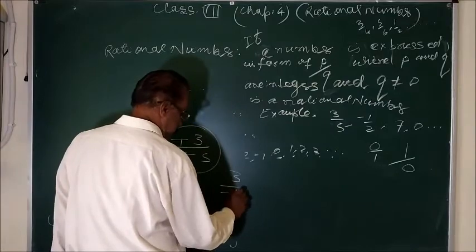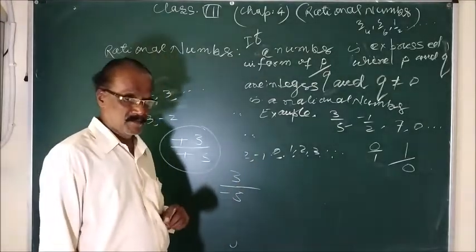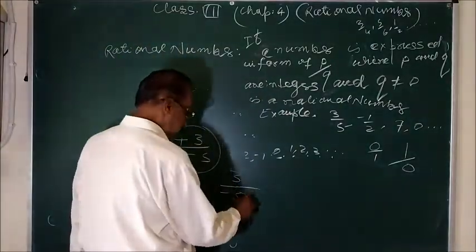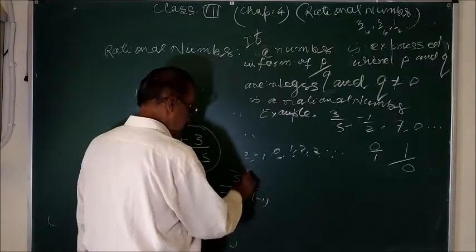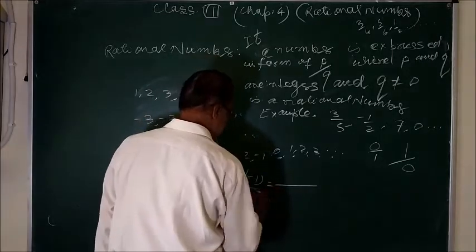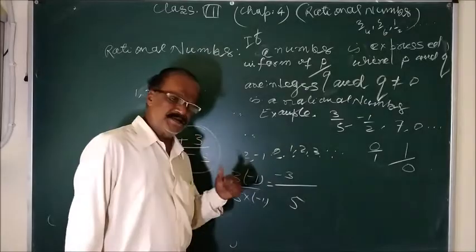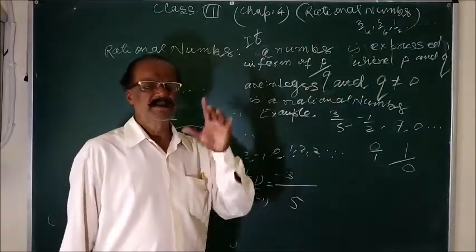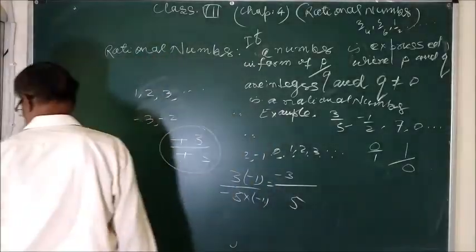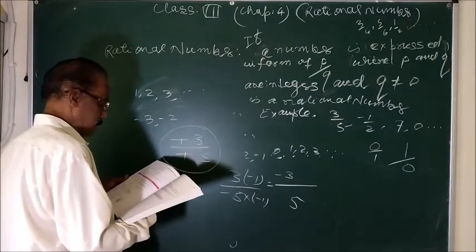Suppose 3 by minus 5. Now you see the denominator is negative. So how do you convert it into a positive denominator? For this, you multiply the numerator and denominator by negative 1. Minus into minus is plus, so this will be positive 5 and this will be minus 3. This is the method to convert a negative denominator into positive. So I have explained many points. First is what a rational number is.